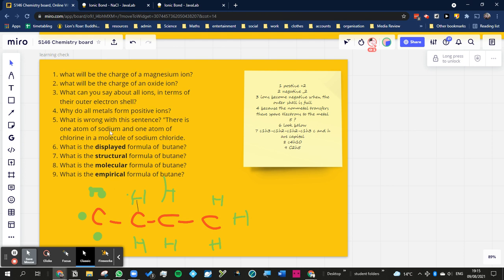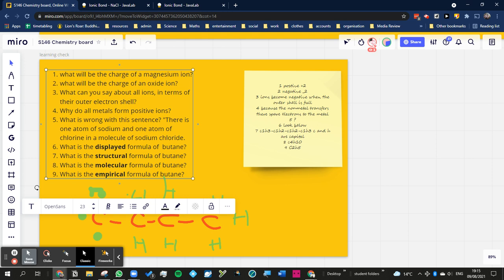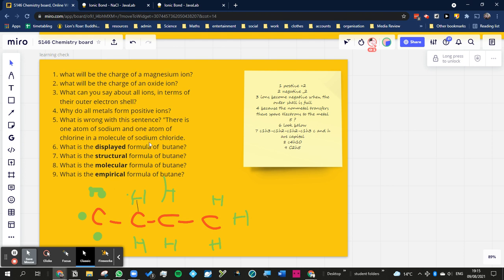There is 1 atom of sodium and 1 atom of chlorine in a molecule of sodium chloride. What is wrong with it? This word, molecule. You don't have molecules of ionic compounds. There's no such thing as a molecule of an ionic compound. Sodium chloride is an ionic compound. It's metal and non-metal. What is the displayed formula of butane?